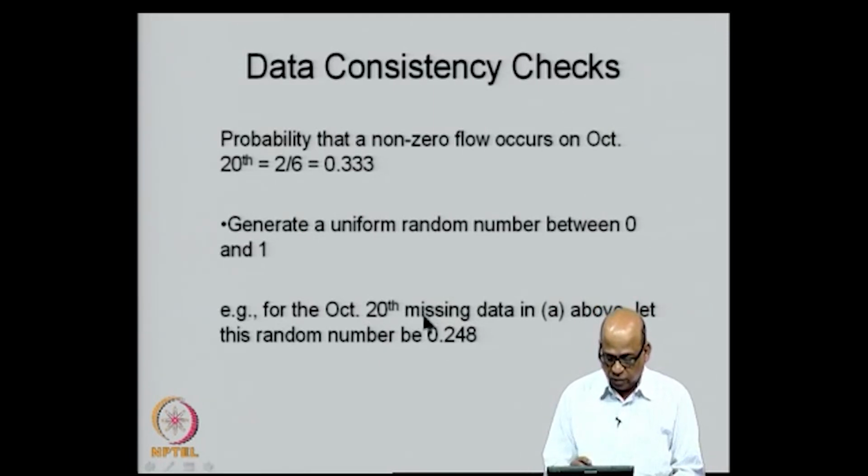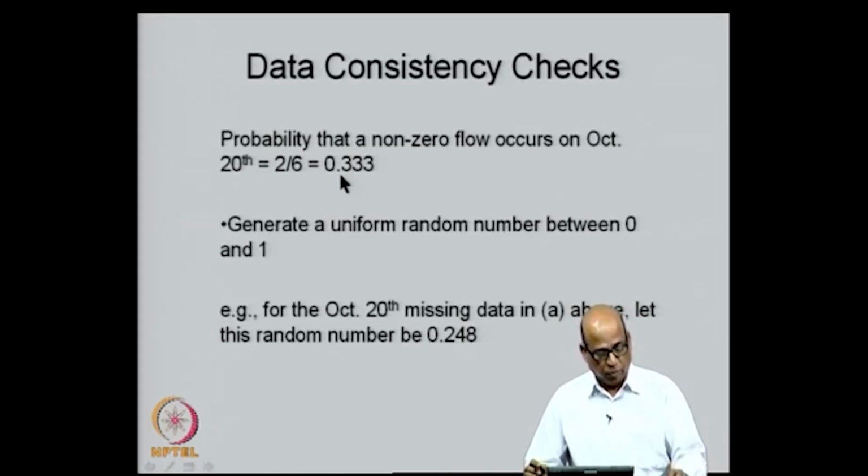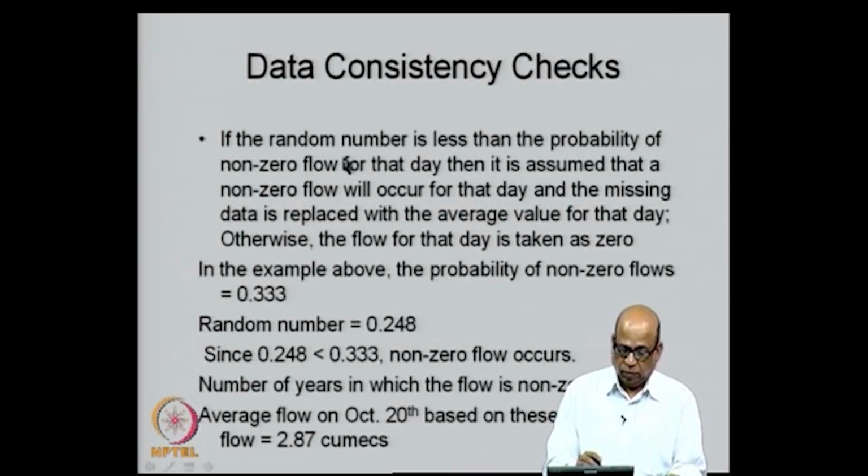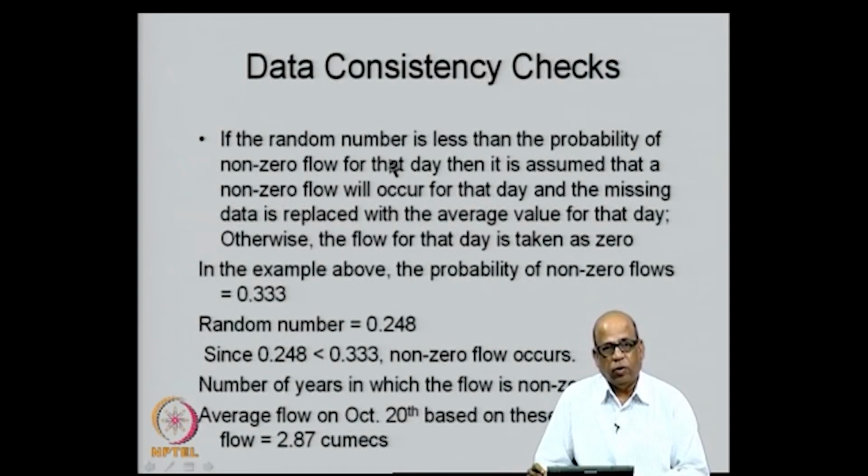So, for the 20th missing data, October 20th missing data, let this random number be 0.248. If it is 0.248 and you are following the convention that if it is smaller than that, I will call it a non-zero flow. So, we say this is a non-zero flow. If the random number is less than the probability of non-zero flow, this is a procedure that is given by RT Clerk and it has been quite useful. So, this will be a non-zero flow.